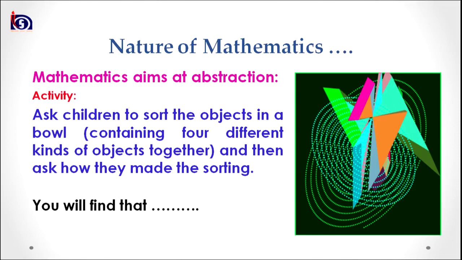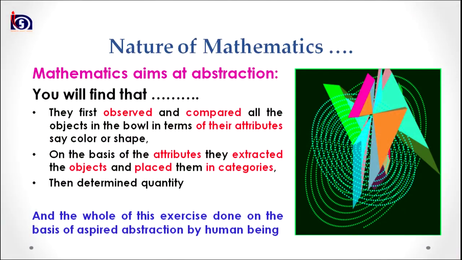and then ask how they made the sorting, and you will find that they first observed and compared all the objects in the bowl in terms of their attributes, say color or shape. The children first look at the objects in the bowl before sorting, and they will first observe and compare their different attributes which make them eligible to fall in different categories, and then on the basis of attributes they extracted the objects and placed them in categories.